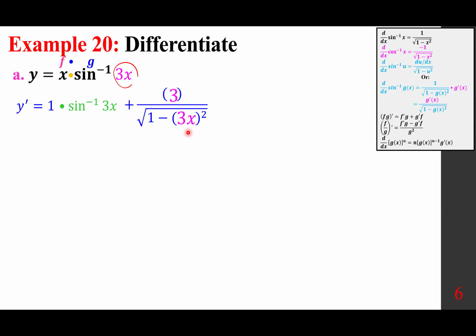And of course, times f x. And we just rewrite it. Notice this is simply sine inverse. This is 3x in the numerator, and this is 9x squared, so 1 minus that. So sine inverse of 3x plus 3x over square root of 1 minus 9x squared. That's how we write it.